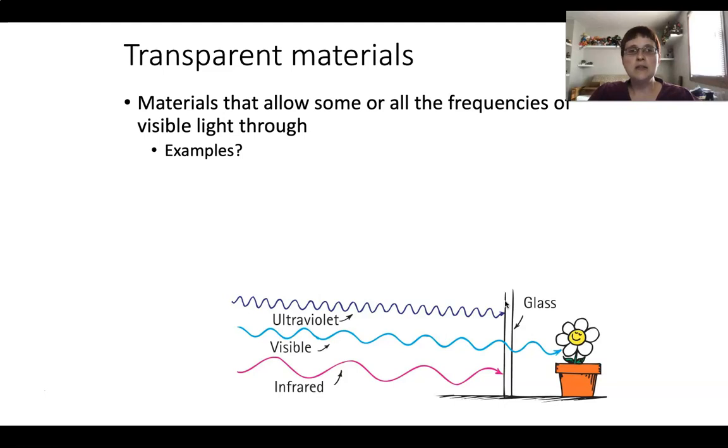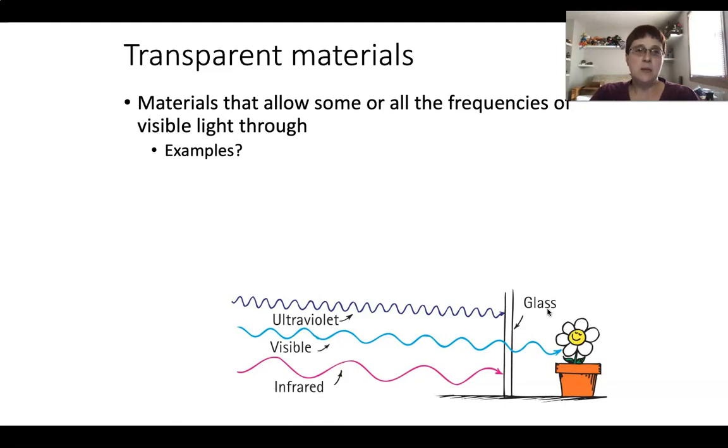So what are some transparent materials that you can think of? So these are materials you can see through. Most commonly, we think of the one that's down here in the example, glass. But other common materials that are transparent, things like plastics are commonly made to be transparent. Also, water is a transparent material. So these are materials that are going to allow some or all of those visible frequencies to come through.